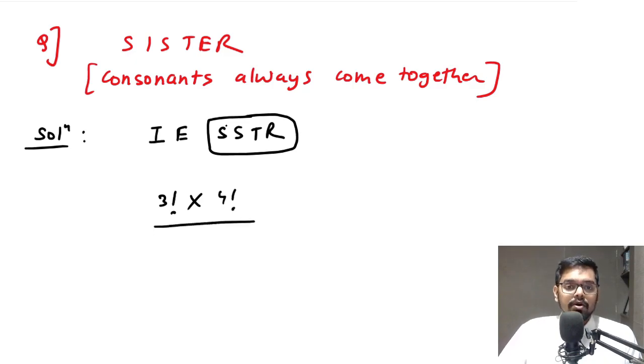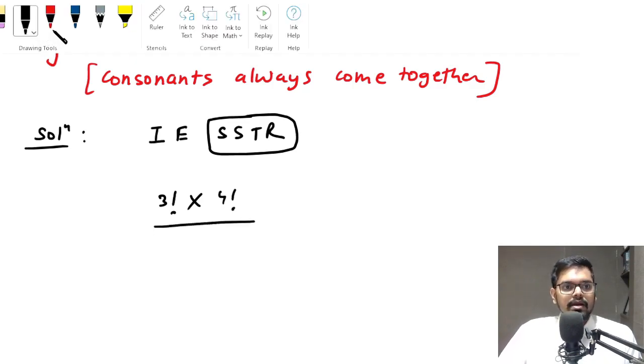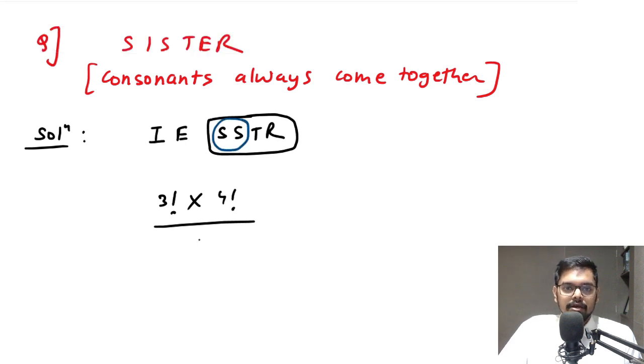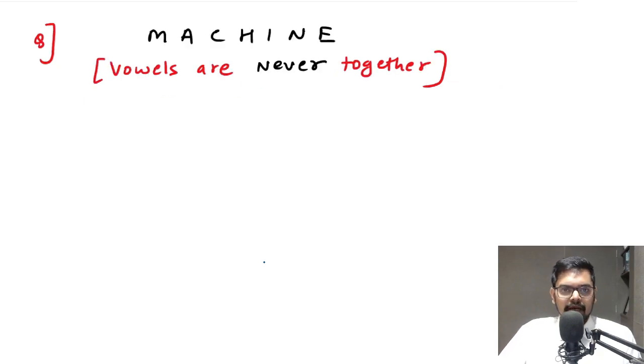And you have to make sure that if there is a repetition, you divide that. So we can see S is repeated 2 times, so divide by 2 factorial. That is your correct answer. Getting the idea? So let us do something like level up now.